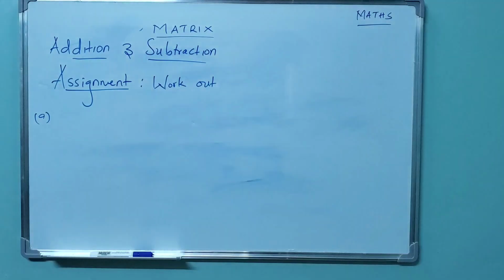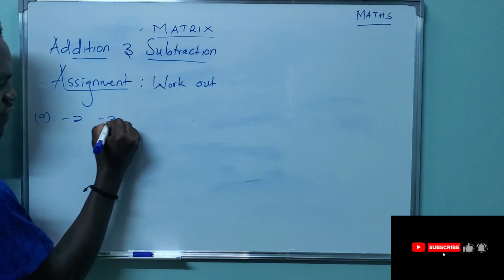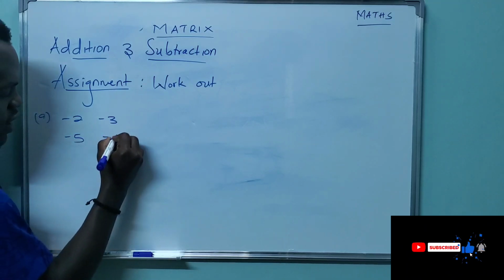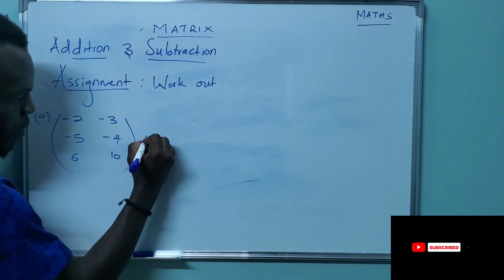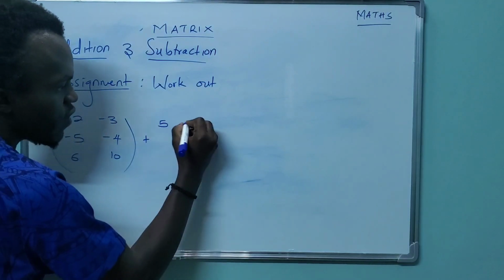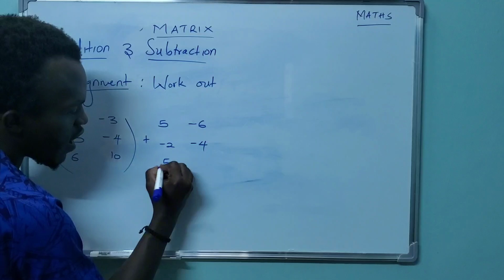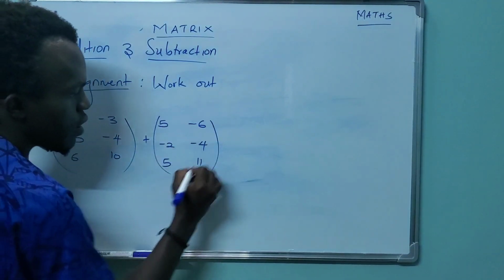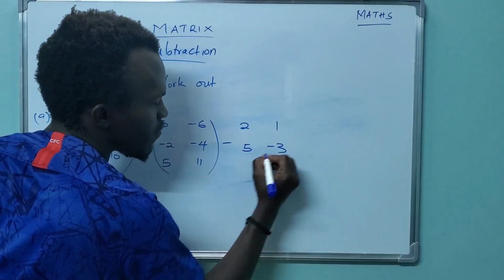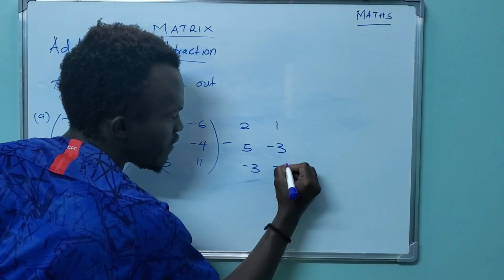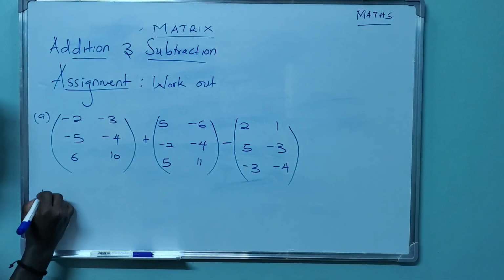question number A. Maybe we can have something like negative 2, negative 3, negative 5, negative 4, 6, 10, plus maybe 5, negative 6, negative 2, negative 4, 5, 11, minus 2, 1, 5, negative 3, negative 3, negative 4. So you'll try work out that, and also this second one.